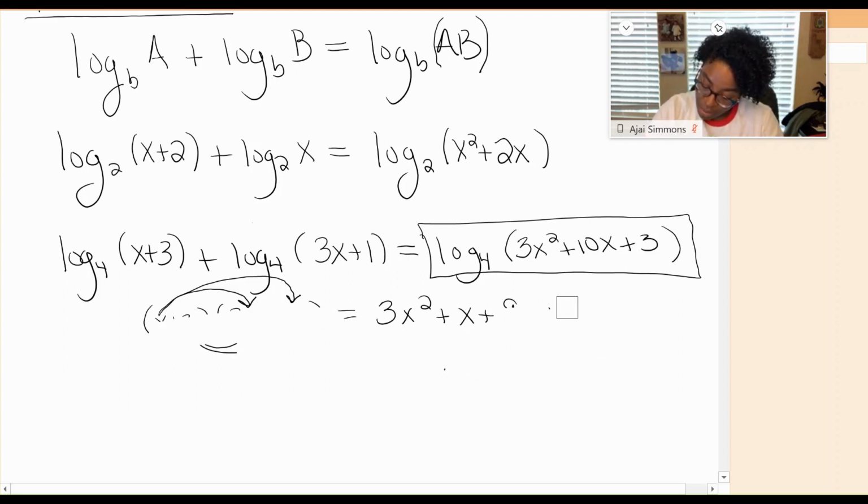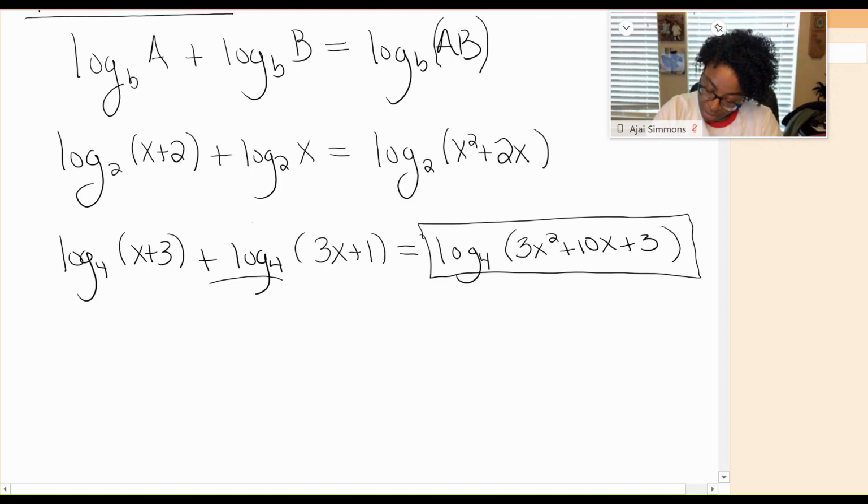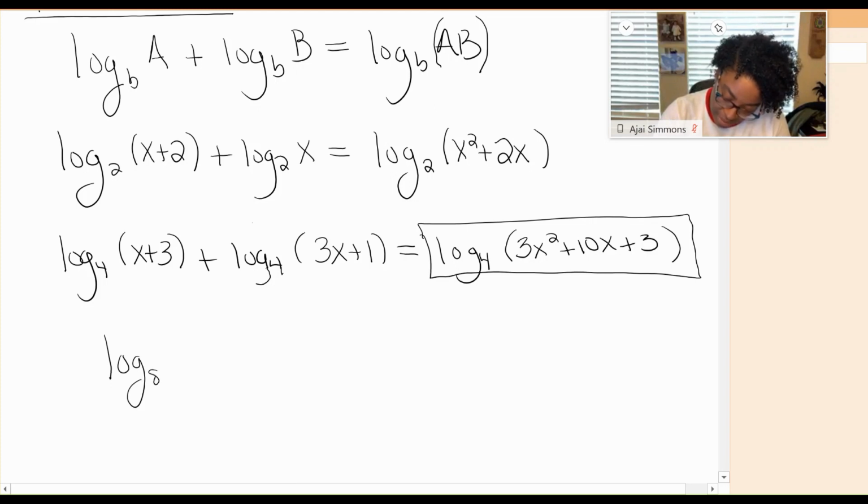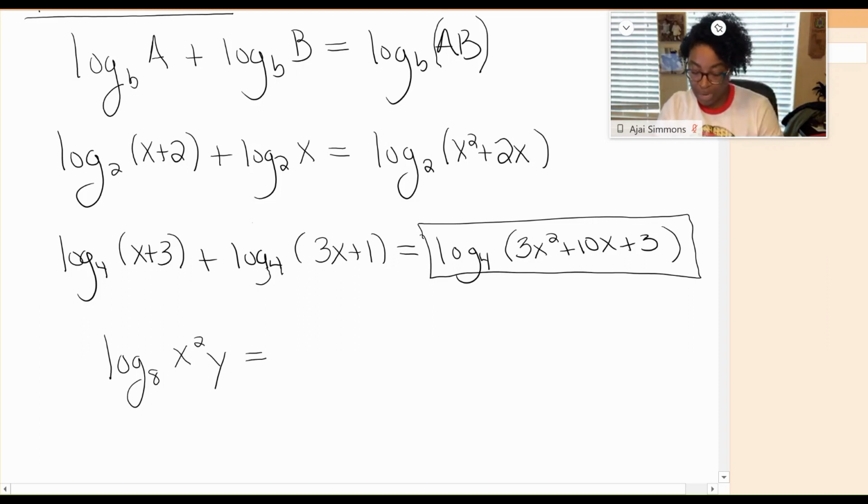Okay. I'm going to erase this part so I have more room. One more thing I want to point out. This also, you could go backwards with this, right? So what I mean by going backwards is, let's say if I have, because I saw some problems like this, let's say if I have log base 8 of two things. Let's say x squared and y. Okay. Now, if I am taking the log of two things right here, I have log base 8, x squared, and y.